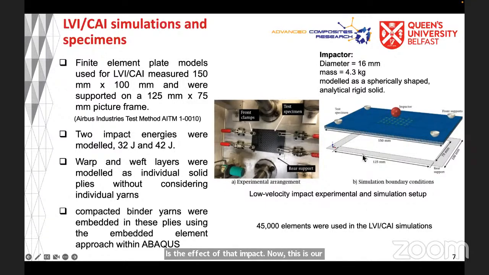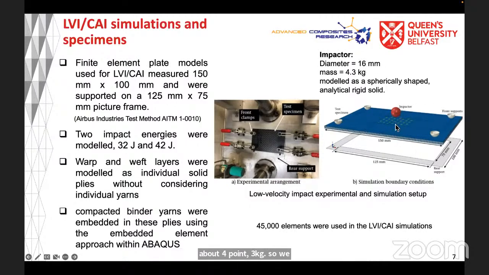As you can see, this is the finite element model that we created here. In this case, it's a 150 by 100 millimeter plate, made of these 3D woven composites. This is the experimental part, which was conducted by our project partners, University of Ulster. We are using two energies, one is 32 joules, one is 42 joules, and we are impacting it with this impactor. The diameter of the impactor is about 16 millimeters, and the mass is about 4.3 kilograms.